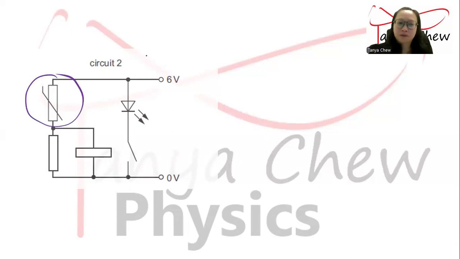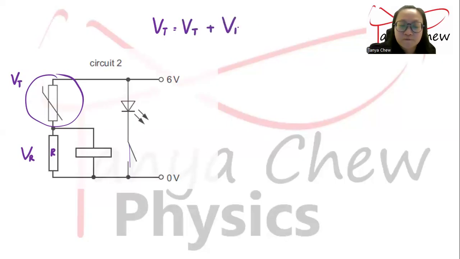For circuit 2, I will use a different approach to explain, but the potential divider concept is still applicable. If I want the switch to be closed, the potential difference across the fixed resistor, I put this as VR, and for the thermistor, I put this as VT. The total voltage is equal to the potential difference across the thermistor plus the potential difference across the fixed resistor, because they are arranged in series. So this is 6 volt. It is not changing because the question did not mention that they changed the voltage input.